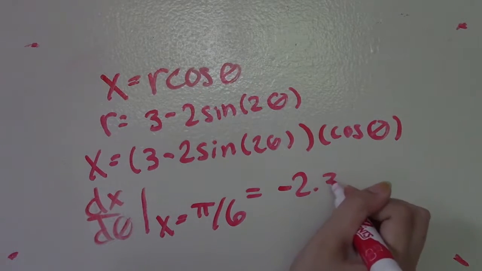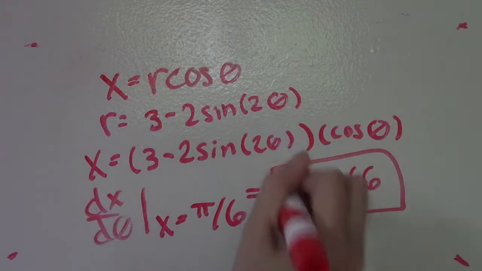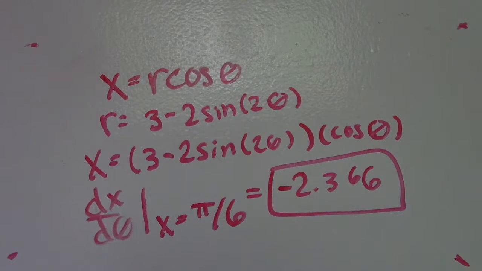negative 2.366. That's your final answer. It's always good to make sure you know how to use your calculator, and then you can take shortcuts instead of having to solve the whole thing and do product rule. You can instead just plug it all into your calculator and it will do the math for you, which can help in time crunches.